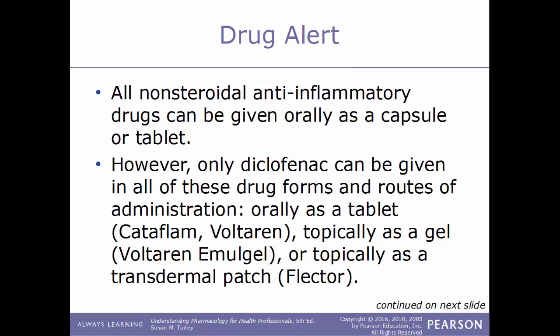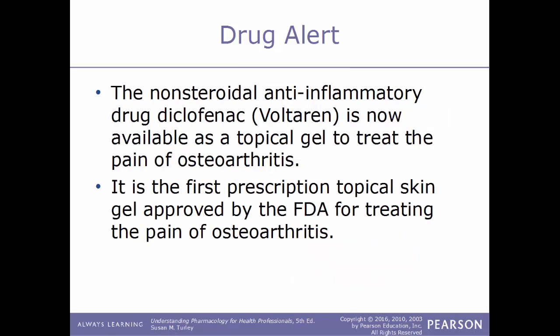It can be given orally as a tablet, such as in Voltaren or Cataflam. It can be given topically as a gel, Voltaren Emulgel, or topically as a transdermal patch, Flector. The drug Voltaren is now available as a topical gel to treat the pain of osteoarthritis. And it's the first prescription topical skin gel that is approved by the FDA for treating the pain of osteoarthritis.